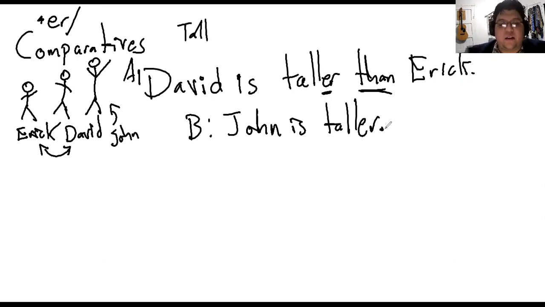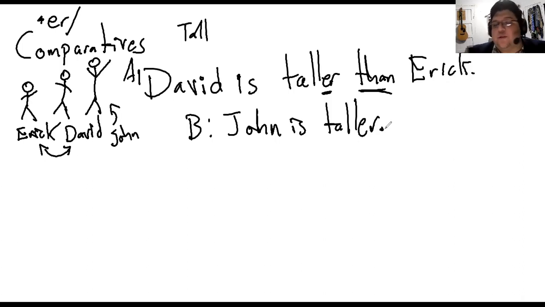All right, think about a conversation. The conversation is "David is taller than Eric." Okay? If you say, you know what, I don't think so, you can say, well, yeah, I mean, David is taller than Eric, but I think John is taller than both of them. You see? You don't have to say "than both of them." You can just say, yeah, but you know what? I think John is taller. And that's it.